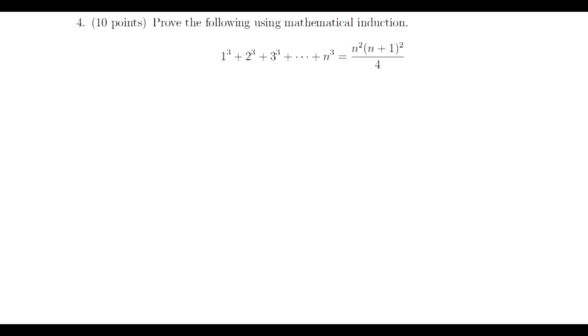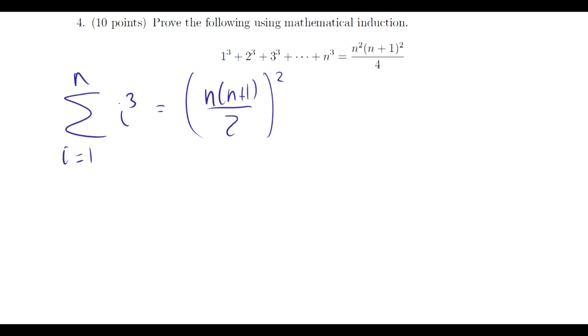Here's a good one. Prove the following using mathematical induction. Most people do not know the formula for i cubed. Sorry, the sum from i equals 1 up to n of i cubed is really n times n plus 1 over 2, all squared. So that's the formula for it. And here we prove it.